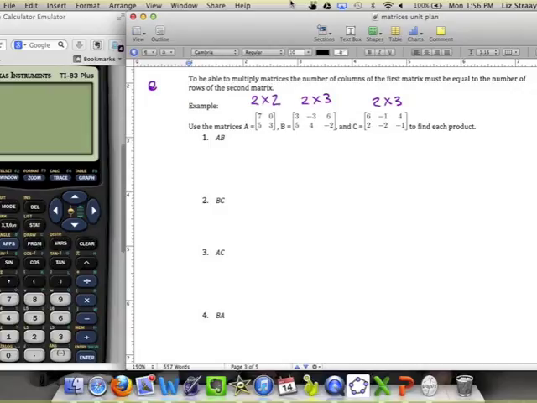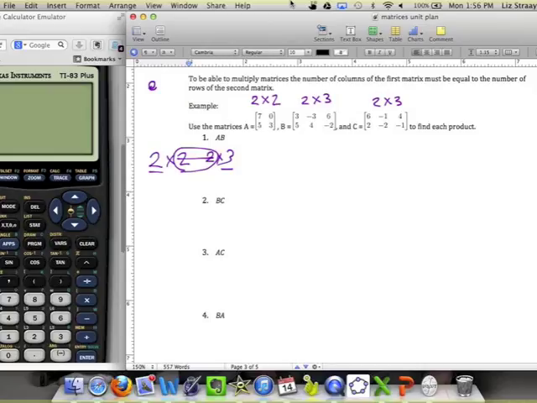Okay? We do the number of rows first and then the number of columns. And so what this says is that to be able to multiply matrices, the number of columns of the first one has to match the number of rows of the second one. So what that means is if you write the dimensions, like for this first one, A is 2 by 2 and B is 2 by 3, those middle numbers should match up. And your answer is actually going to be then the outside dimensions.